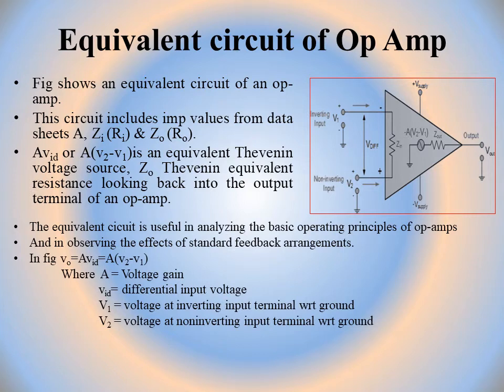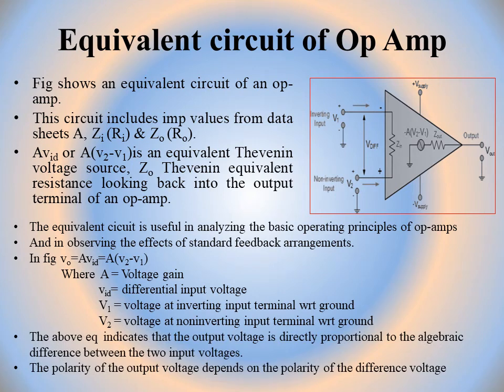In the figure, output voltage V0 is equal to A times VID, where VID is the difference of the differential input voltage, that is V2 minus V1. Here V1 is the voltage at the inverting terminal with respect to ground, and V2 is the voltage at the non-inverting input terminal with respect to ground. The above equation indicates that the output voltage is directly proportional to the algebraic difference between the two input voltages.